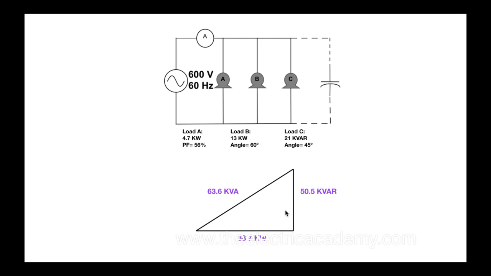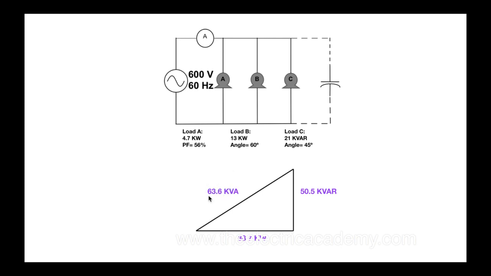By adding all those up, I ended up with 38.7 kilowatts and a total of 50.5 kVAR. Then using Pythagoras, 38.7 squared plus 50.5 squared, and take the square root, gives me 63.6 kVA. So that's the overall kVA of the circuit. It's important that we use this kVA because this is my volt-amps, my apparent power. This is where we get our current from.